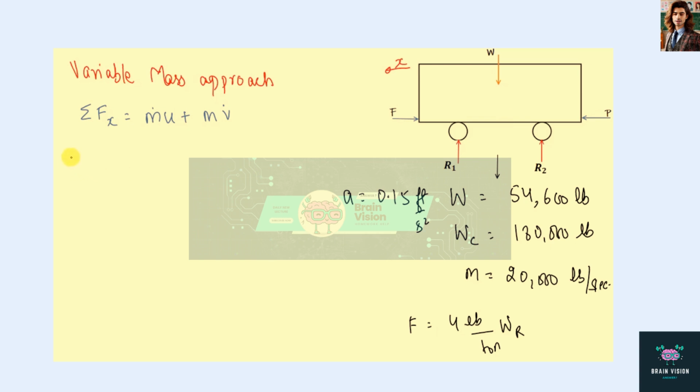So friction force F would be equal to 4, let me change the units, so divide by 2000 times the remaining weight, which is 54,600, it will remain as it is. Now we have to take half of this value because half of the coal has been dumped, so this would be 90,000 pounds. So we'll get this force to be 289 pound.